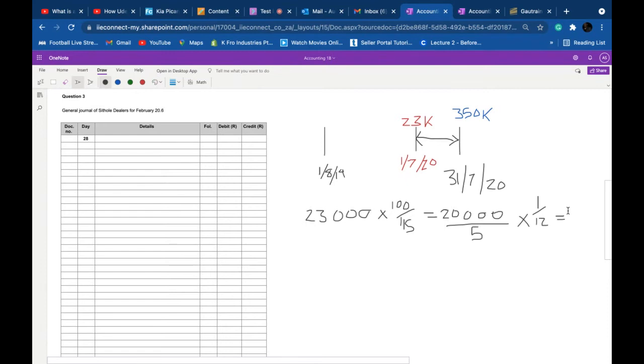I'm getting 333. They said round off to the nearest rand, otherwise we'll have endless threes over there. Now remember, we have to do the depreciation. This is depreciation on the new. We still need to do depreciation on the old stuff.